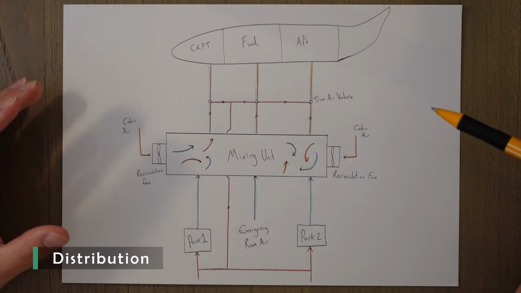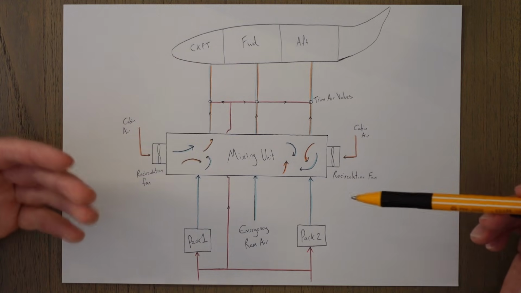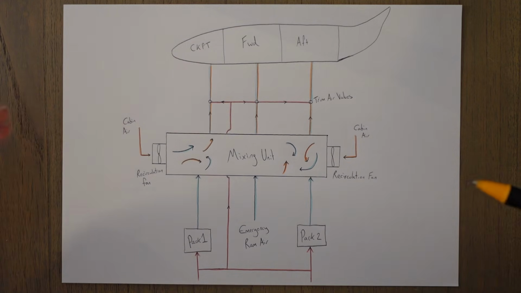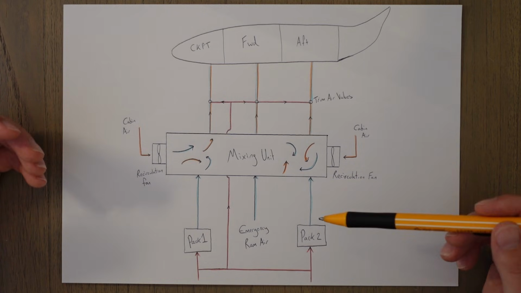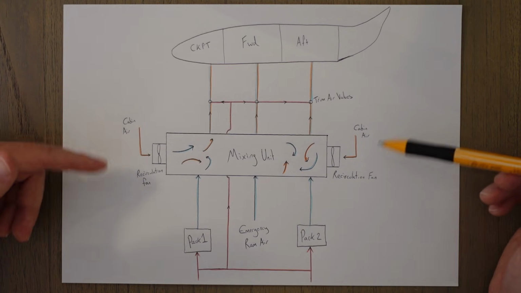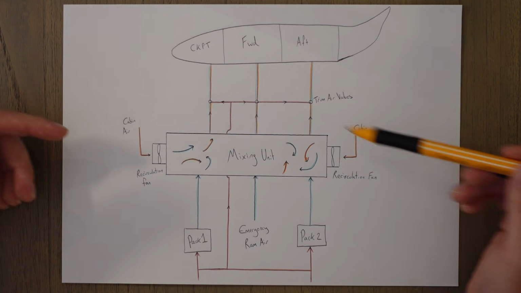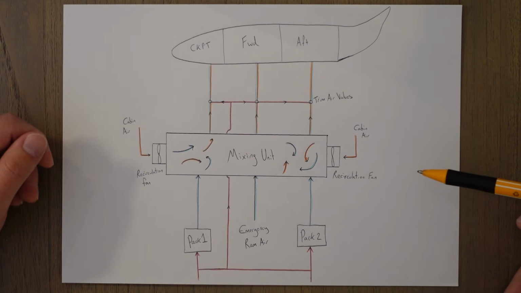Every aircraft has a different arrangement of ducts to distribute the conditioned air from the packs. Generally though, we have the outputs from the packs and an emergency ram air source and recirculation fans feeding into a central hub called a mixing unit.